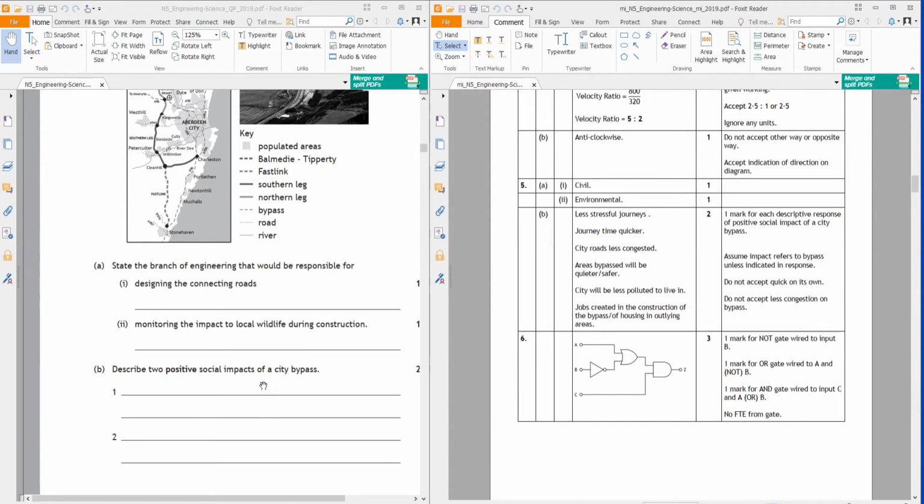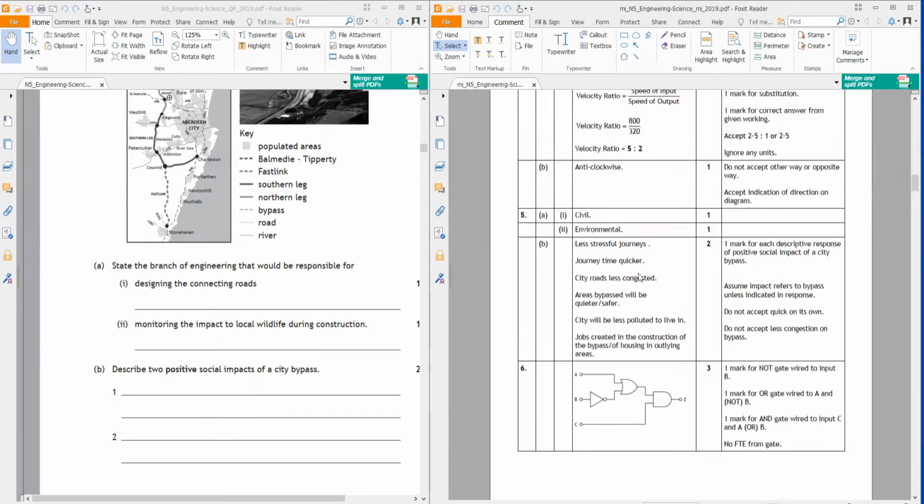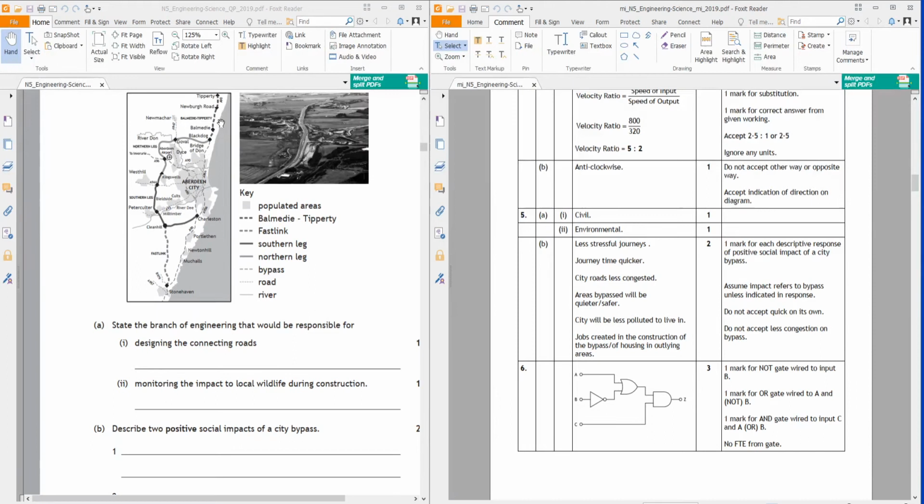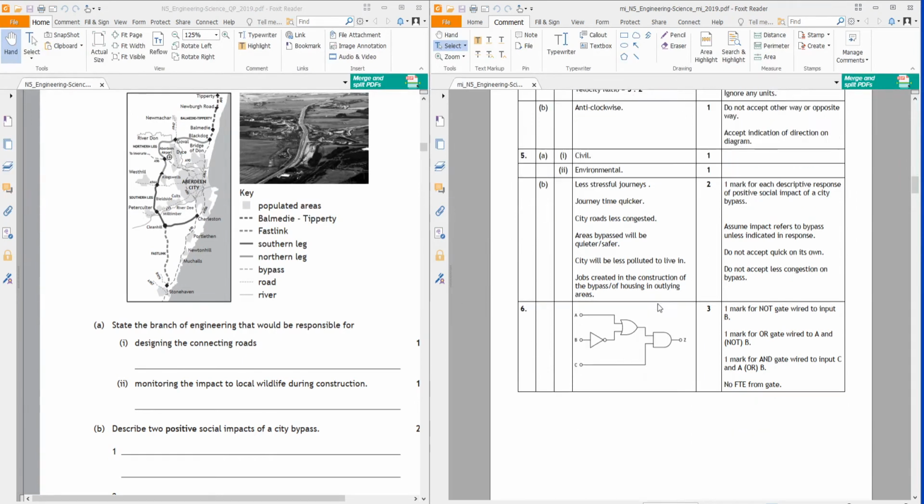Two positive social impacts. Right? I guess because you're going round about Aberdeen, you don't have to be in traffic jams going through it, so your journeys will be less stressful, your journey times will be quicker, there'll be less congestion in the city, the areas bypassed will be quieter and safer, there's less traffic flowing through Aberdeen itself, the city will be less polluted to live in, and there'll be jobs created.